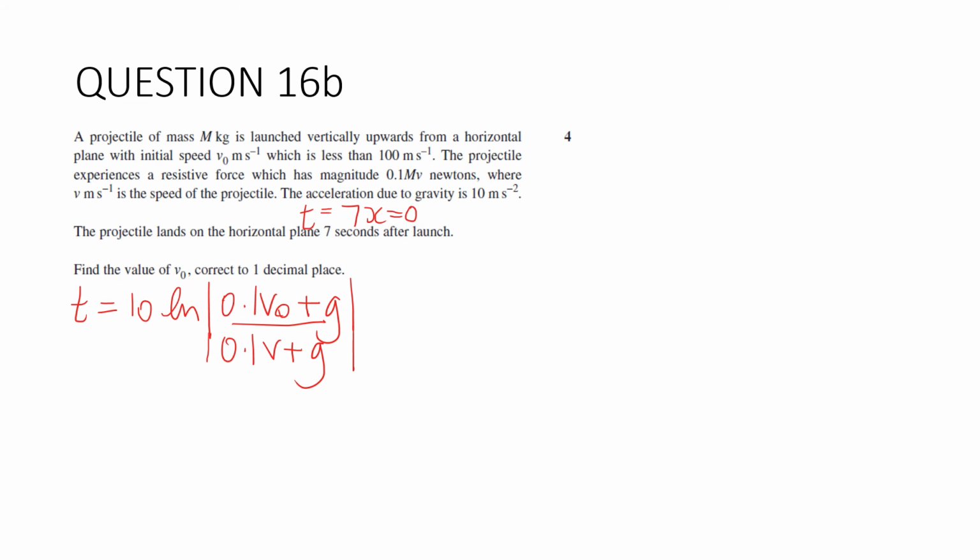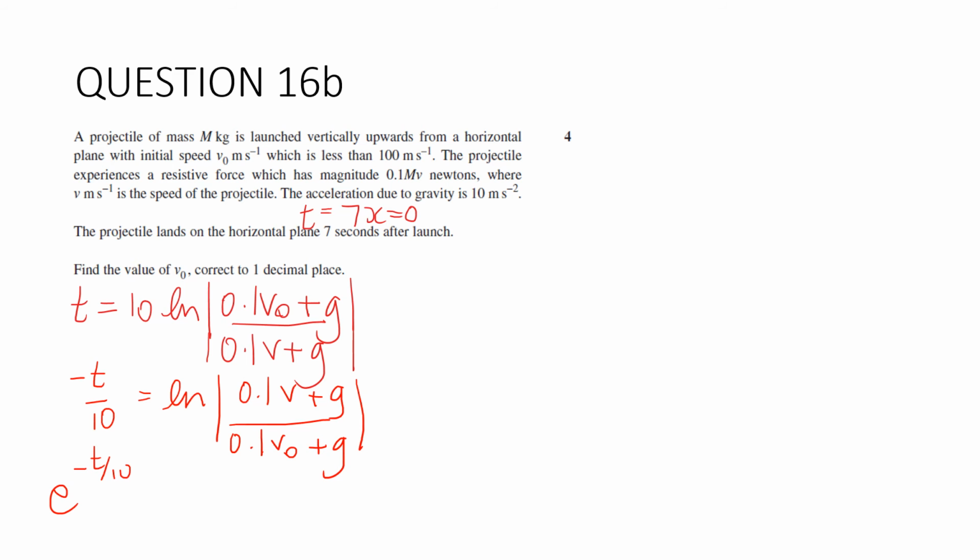Now I want to make v the subject so that I can integrate it again. So I'm going to do something tricky here. Let's do negative t on 10 is equal to ln, and I'm going to lift that 0.1 v up the top. Hopefully that makes sense. And this is going to be e to the negative t on 10 is equal to 0.1 v plus g over 0.1 v naught plus g.